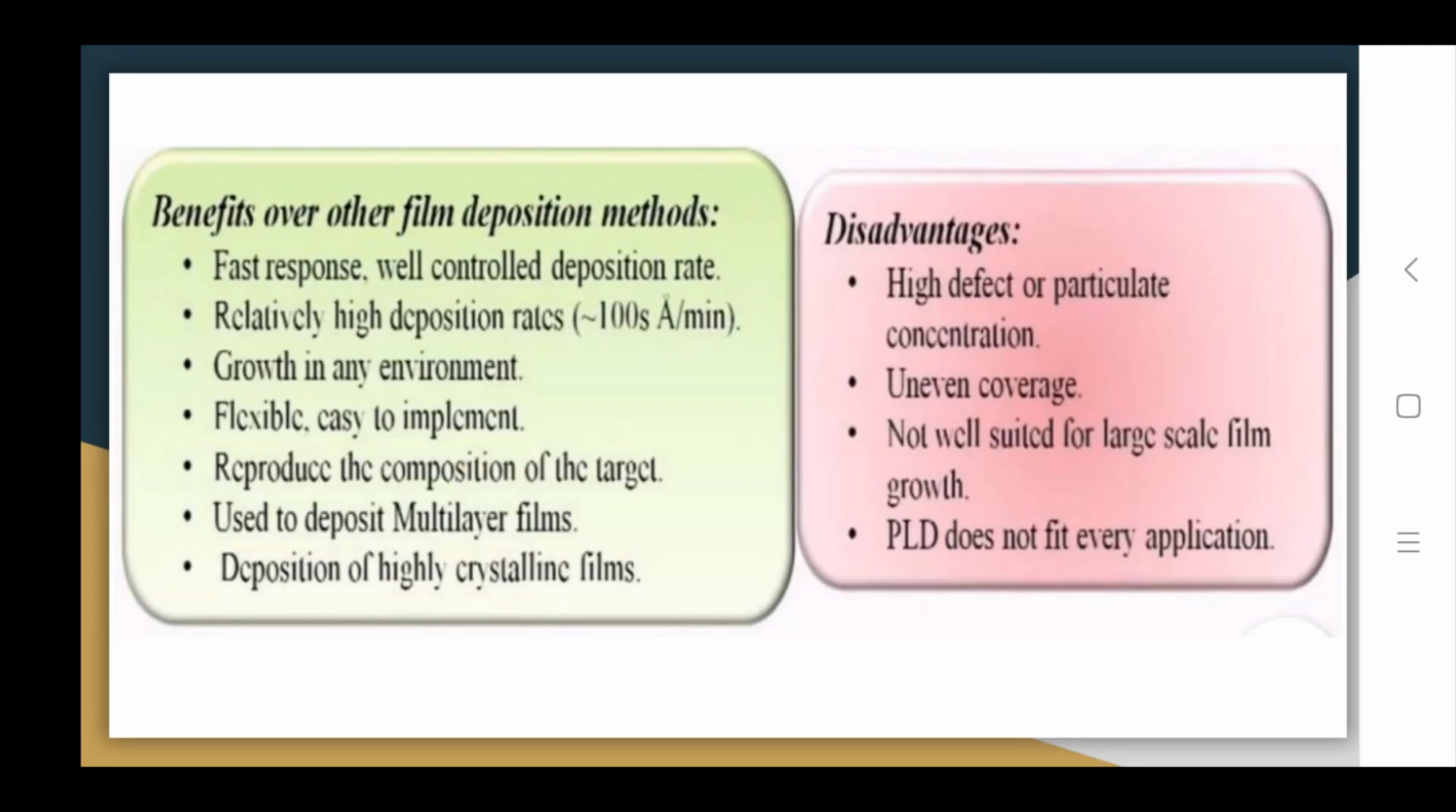Now let us discuss some benefits of the PLD process or other film deposition methods. It has a faster response, a well controlled deposition rate, and a relatively high deposition rate using this method. Growth is possible in any environment, it is flexible, and it reproduces the composition of the target used to deposit multi-layer films. Deposition of highly crystalline films is also possible using this technique. Let us highlight some disadvantages also. There is high defect or particulate concentration, uneven coverage, it is not well suited for large scale films, and the PLD process does not fit every application.